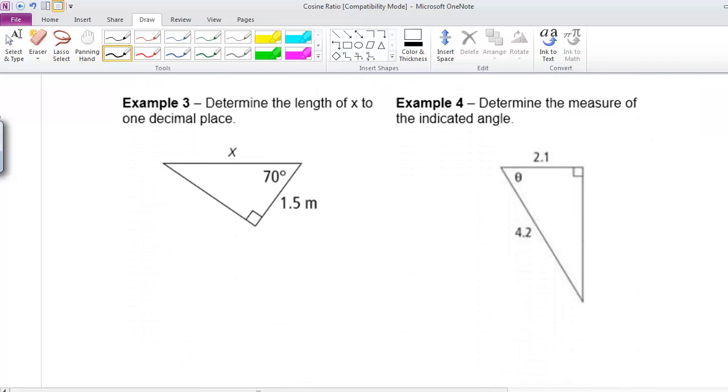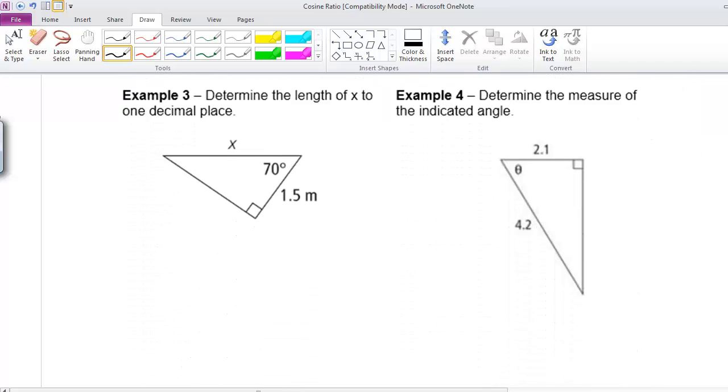Let's do 2 quick examples. Again, they're looking just like what we've done over the last 2 days, but that's a good thing. Determine how long x is. So we might want to highlight right off the bat, x is the hypotenuse. It's opposite the 90-degree angle.